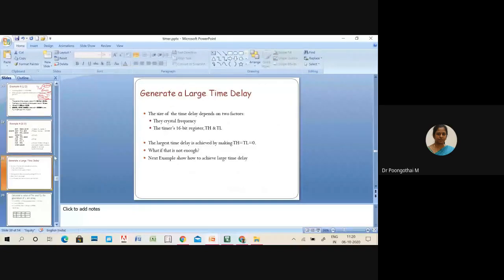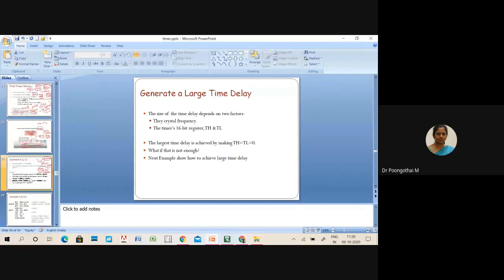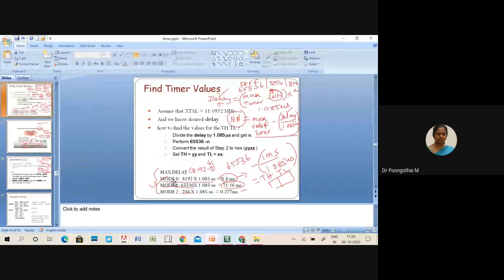So next, generate a large time delay. According to this calculation, the maximum time delay generated by mode 0 is 8.8 millisecond, in mode 1 it is 71.1 millisecond, and in mode 2 it is 0.277 millisecond. Suppose we want to generate a 1 second delay.